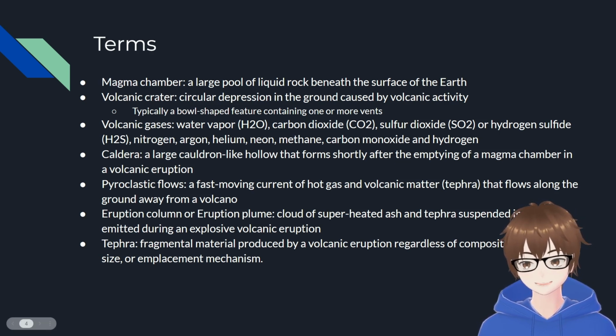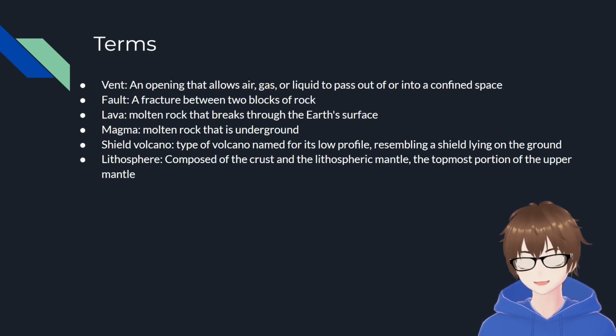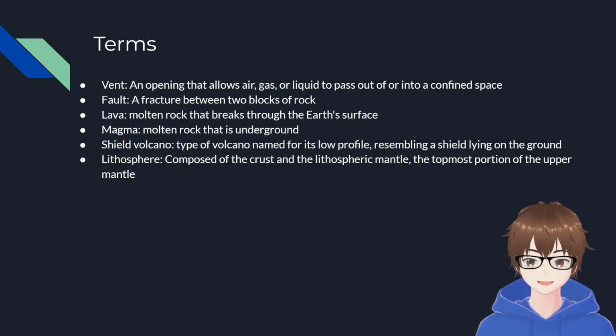Then we have the tephra there, which is fragmental material produced by a volcanic eruption. And it can vary in fragment size and emplacement. There's lots of different sizes. Then we also have a vent, which is an opening that allows air, gas, or liquids to pass out of a confined space. A fault is a fracture between two blocks of rocks.